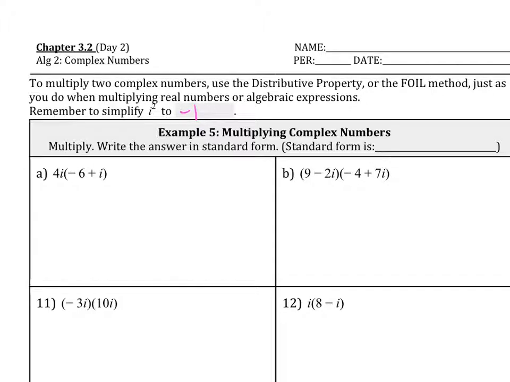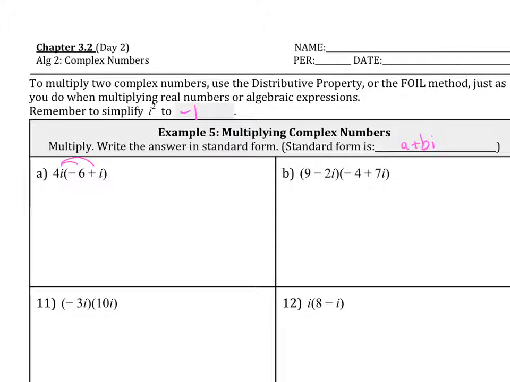So multiply, write the answer in standard form. Standard form is, remember, a plus bi. So the constant in the front and then the bi in the back. So let's do 4i times -6 plus i. So we're going to distribute.